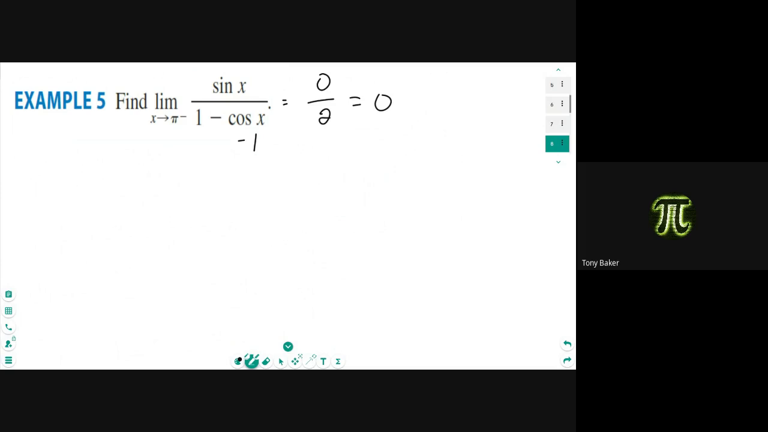Can't do L'Hopital's rule on this one. If you can plug the value in, L'Hopital's rule fails. That is why the very first thing you have to do is plug the value in. Now, if you had done L'Hopital's rule, you'd have ended up getting cosine of x over sine of x.